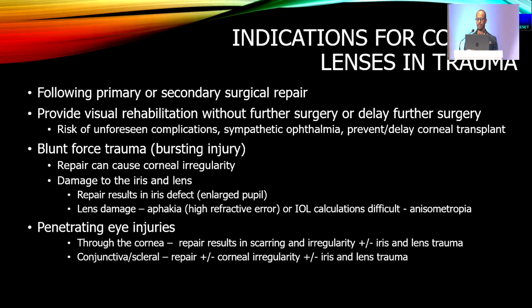Penetrating eye injuries depend on where the penetration occurs, whether it's through the cornea or the conjunctiva, but the net result is the same. The primary repair can result in corneal irregularity and damage the iris, and the iris or lens itself can result in aphakia and iris defects as well. Of course, the retina must be intact in order for a contact lens to function properly.